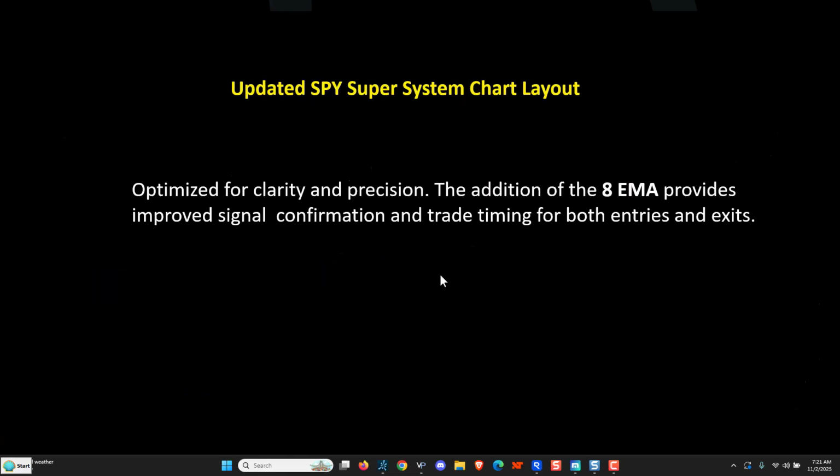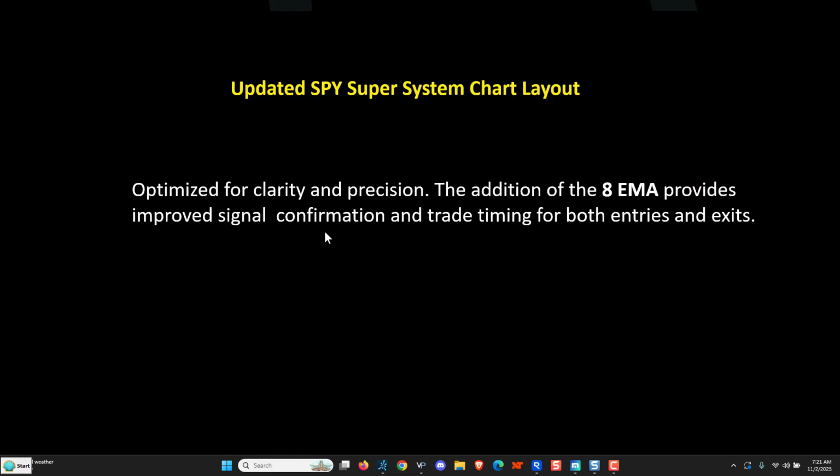Now, I just updated the last 2 weeks. I've updated the SPY Super System chart layout. I'm going to show you what I added. I haven't really had time to do a video on it yet, but I'm going to show you some of these enhancements that can help you trade. It's been optimized for clarity and precision. There's been things removed to clean up the chart, and the addition of the 8 exponential moving average. This is important. The 8 exponential moving average provides improved signal confirmation and trade timing for both entries and exits. This is really, really important, and it's going to help a lot.